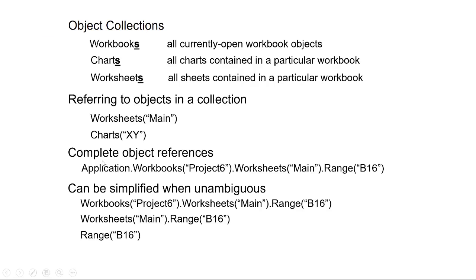A lot of times the application can be dropped. If you've only got one project open, you can drop the workbook name and you can just use worksheets.main. If you only have one worksheet you're working with, you can drop that and just refer to range. But maybe your workbook has multiple worksheets, and if that's the case, you need to make sure that you're properly activating the different worksheets as you go back and forth between them. So in that case, you'd use worksheets.range to refer to those.